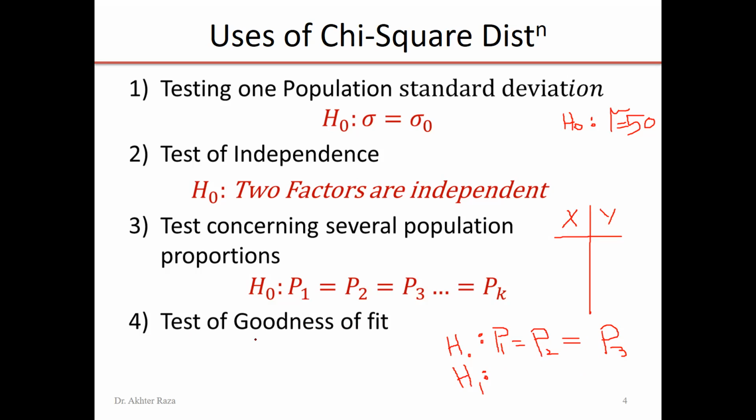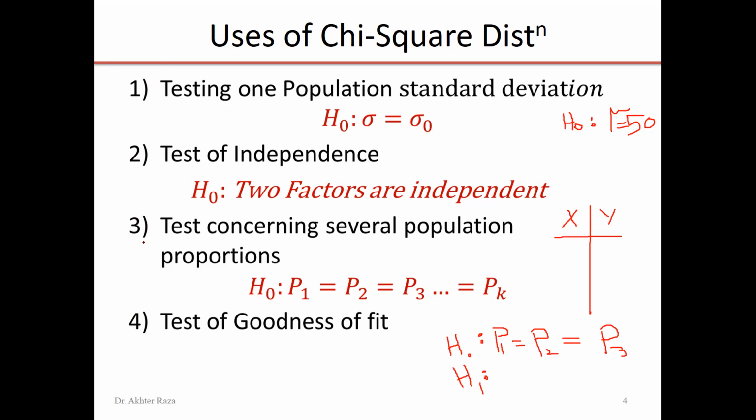The fourth application is the test of goodness of fit. It is a testing of the model. As in the early classes, I taught about the model. Models are fitted and the models are tested. The model can be tested by using the goodness of fit, which is an application of chi-square distribution. So this is a quantitative test, number 1. Number 2 is a qualitative test.